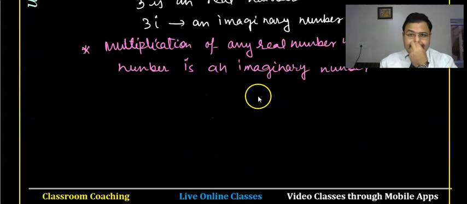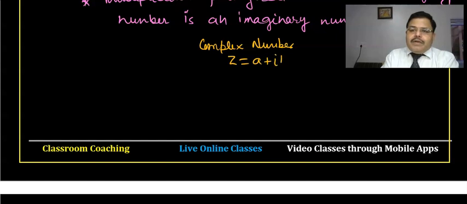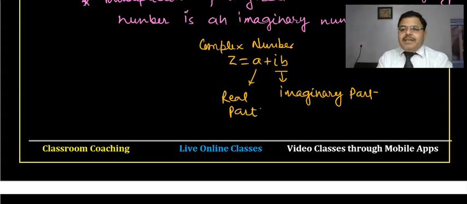So, a complex number has two parts. We can write here, complex number z is equal to a plus iota b, and it has two parts. One is called the imaginary part, and this one is called the real part. So, the name is given complex, but it is not indeed a complex thing. The name is given complex because it is a mixing of two types of numbers, real and imaginary.